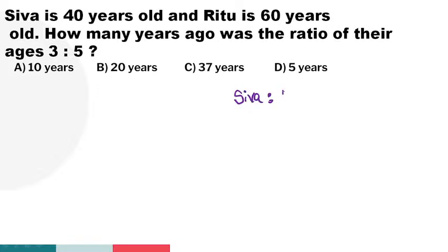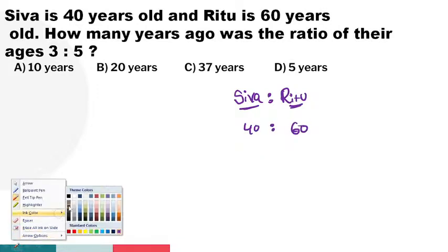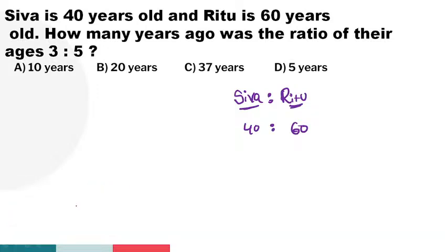What is the answer, guys? Anyone? Yes, very good. Somebody is saying the answer is 10 years. Shiva is 40 years old, Ritu is 60 years old. How many years ago? Ago means minus. How many years, we don't know. Let it be X, guys. But the ratio is given, 3 is to 5, so go through option verification.